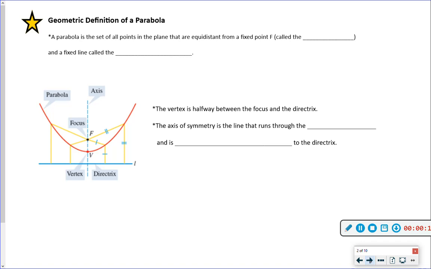And I'm going to introduce two new things that you've never seen on parabolas. Focus, directrix. You're probably like, what are these? Okay. Never do those. It's easy. I promise. So a parabola is a set of all points in the plane that are equidistant from a fixed point called the focus. And it's spelled just how it sounds, and a fixed line called the directrix.